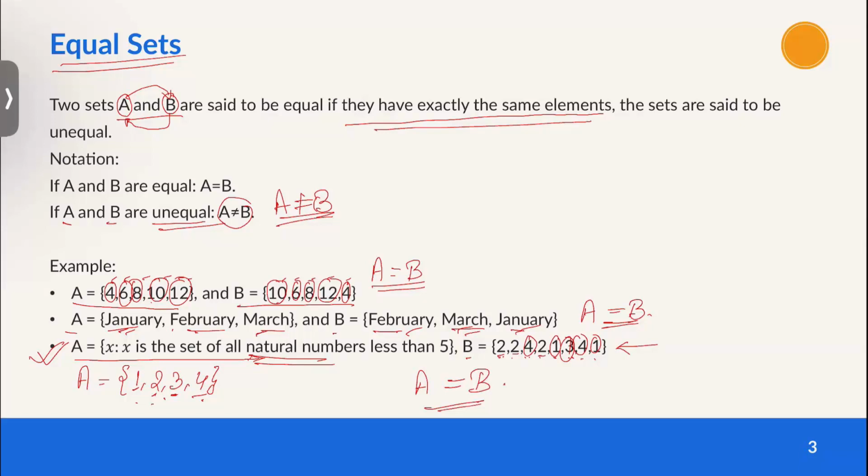Suppose we have a set, this is A, and we have another set B dash, which is 2, 3, 5, 7, and 8. So in this case, all the elements of A are not in B dash, neither are all the elements of B dash in A. So A and B dash are not equal sets, or unequal sets.